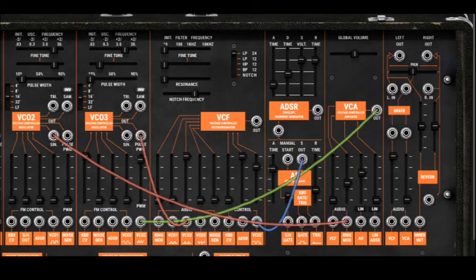Let me mess around a bit with the VCA adjustments, the pulse width modulation slider of VCO3 and the frequency of VCO2 now.